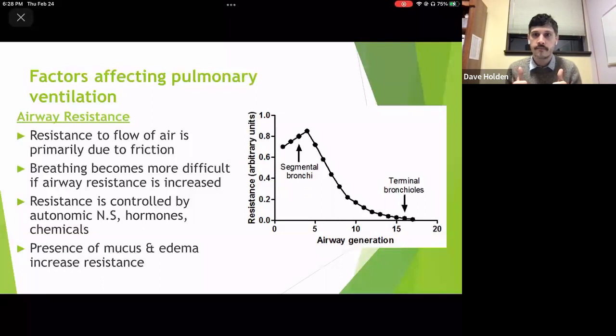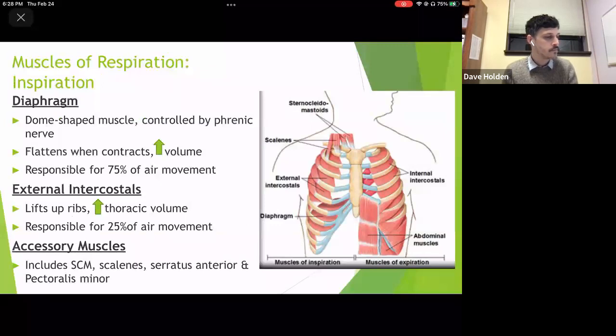Good stuff. All right, muscles of respiration. Ah, crap, I may have gotten ahead of myself earlier.